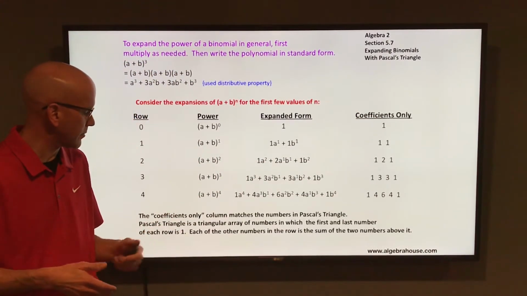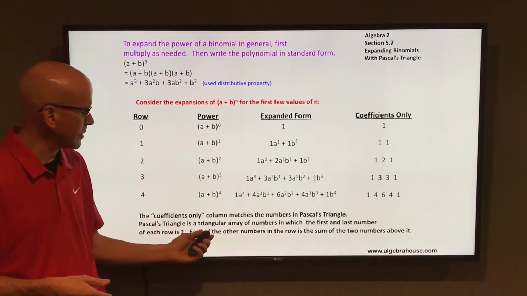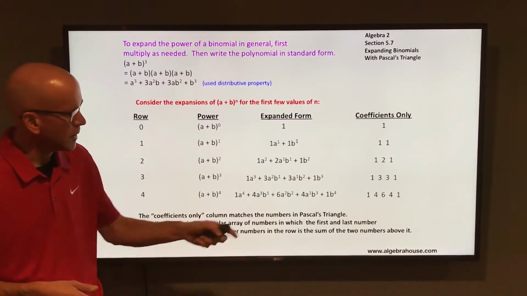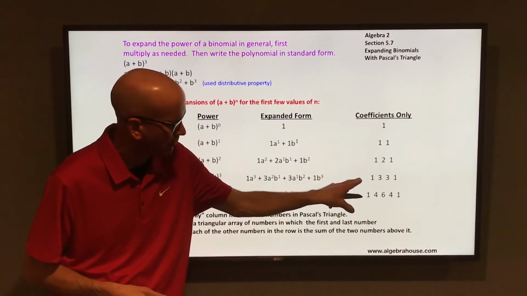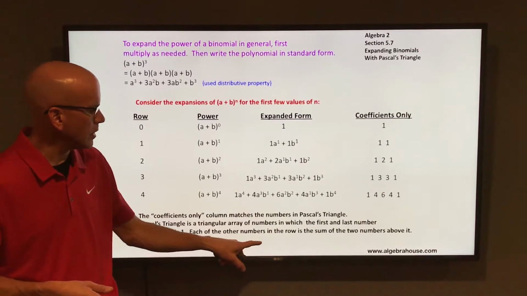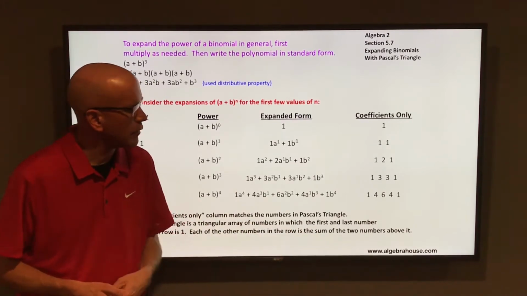It's called Pascal's triangle. Pascal's triangle is a triangular array of numbers in which the first and last number of each row is 1. So if you look at each row, the first and last number of each row is 1. Each of the other numbers in the row is the sum of the two numbers above it.